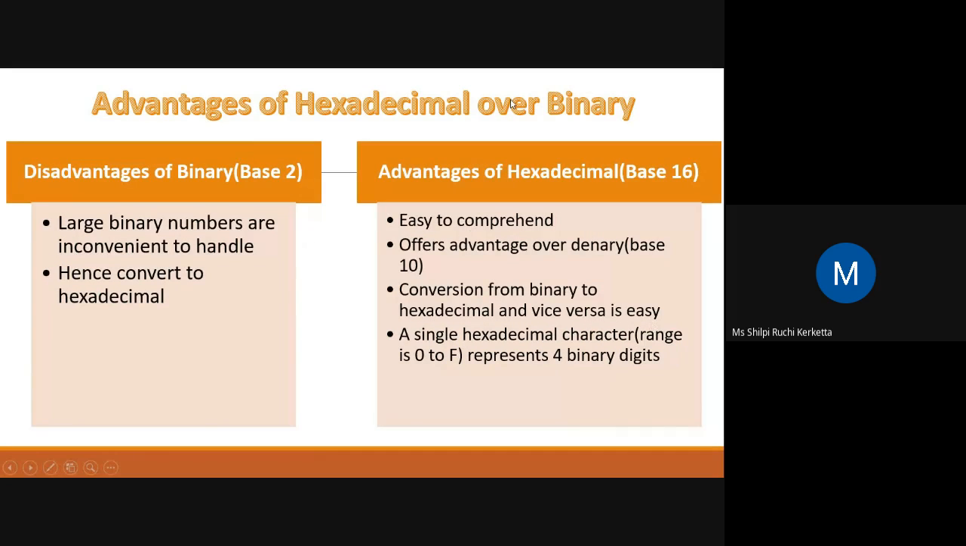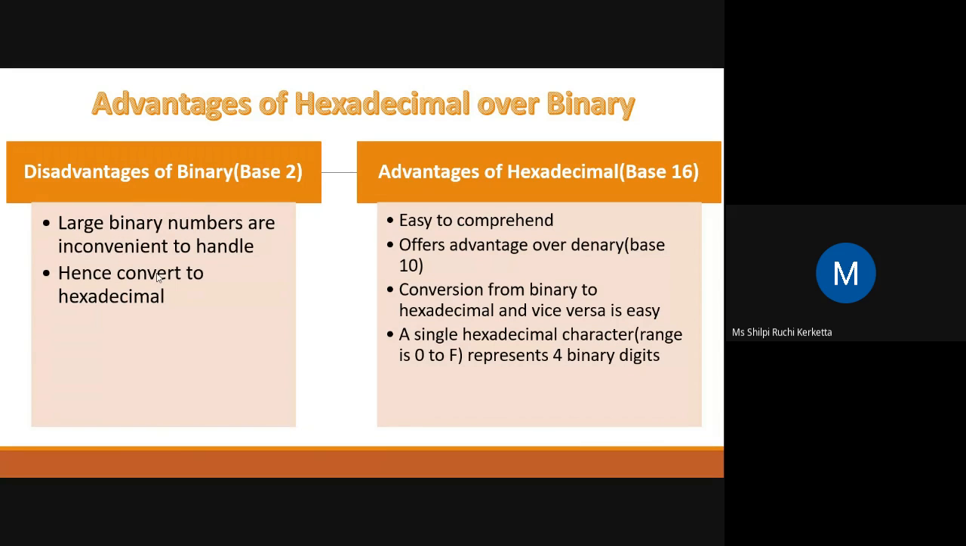So here in the book it is written very randomly, so I have put it in points. Advantages of hexadecimal over binary. What is the disadvantage of binary? Binary is a very large number and very inconvenient to handle. That's why we convert it into hexadecimal, because the numbers become very small, and the file size will also become very small because of that.